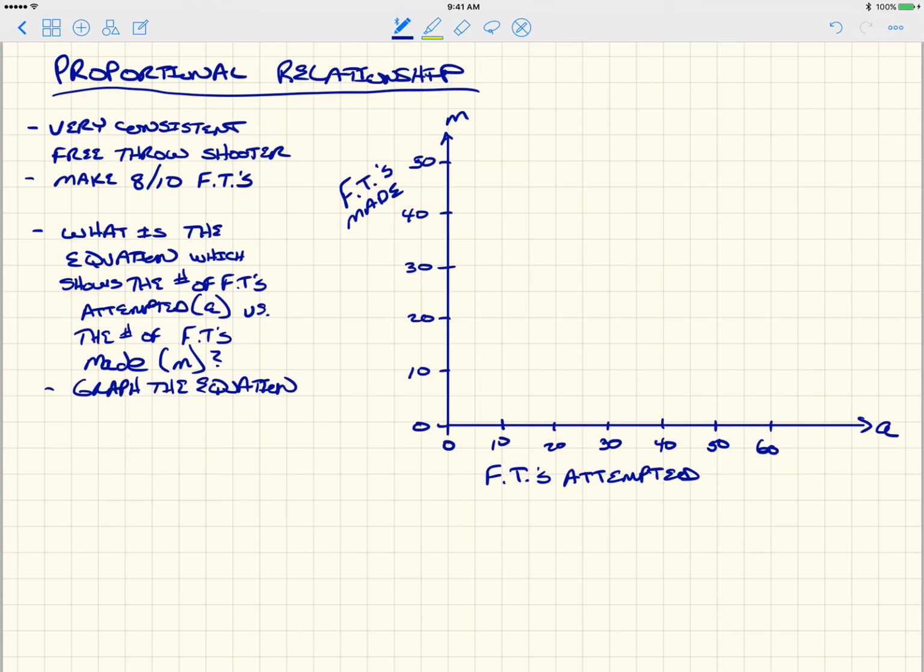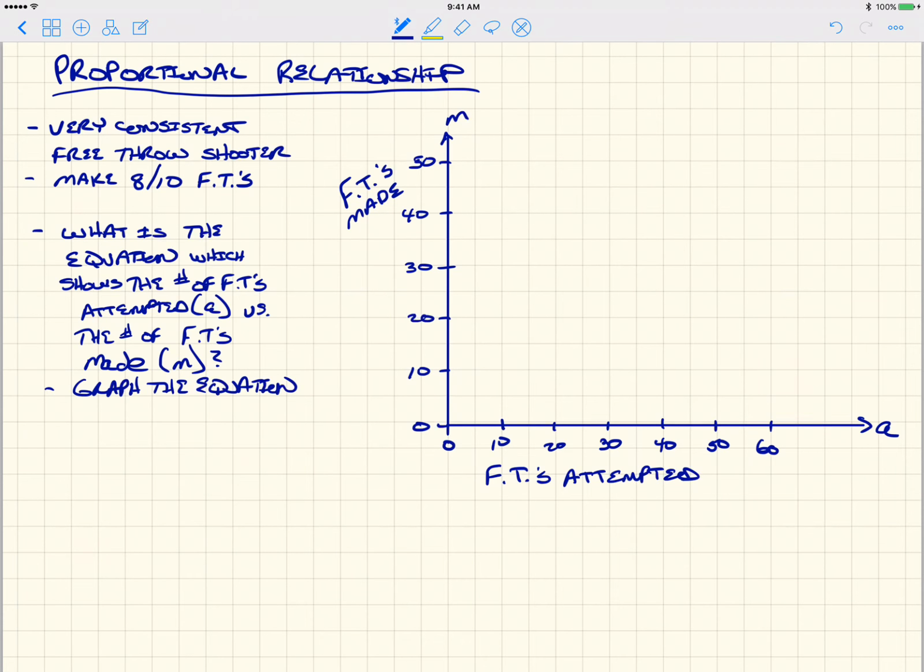Let's say that I am a very consistent free throw shooter, and I'm going to make 8 out of every 10 free throws. It doesn't matter how many I shoot. If I shoot 10, I'm always going to make 8 and miss 2. If I shoot 20, I'm always going to make 16 and miss 4. That's just the way it is. I'm not a great free throw shooter, although 80% isn't bad. However, I am very, very consistent.